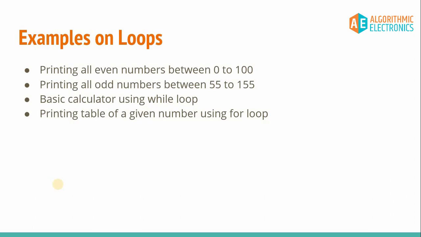In this lecture, we are going to discuss some example problems based on the for and while loop. So number one, we are going to print all the odd numbers and even numbers between 0 to 100, or we can take some different values as well, like we can print all the odd numbers from 55 to 155. That can be our second assignment. Both the practicals we can complete using while loop and using for loop as well.